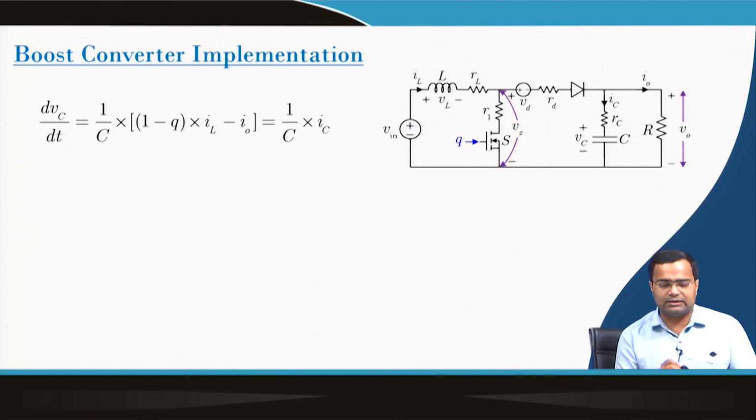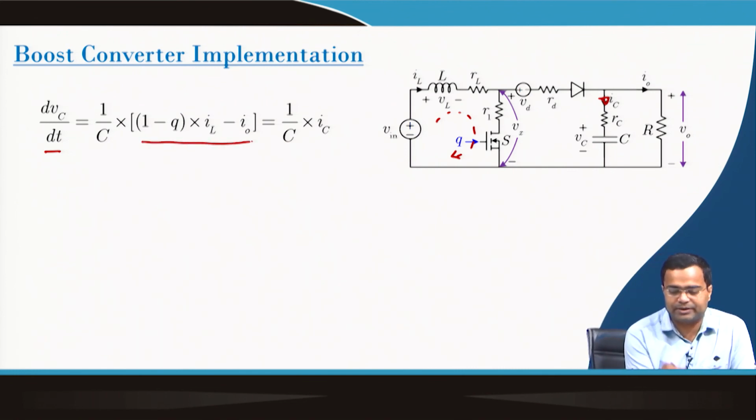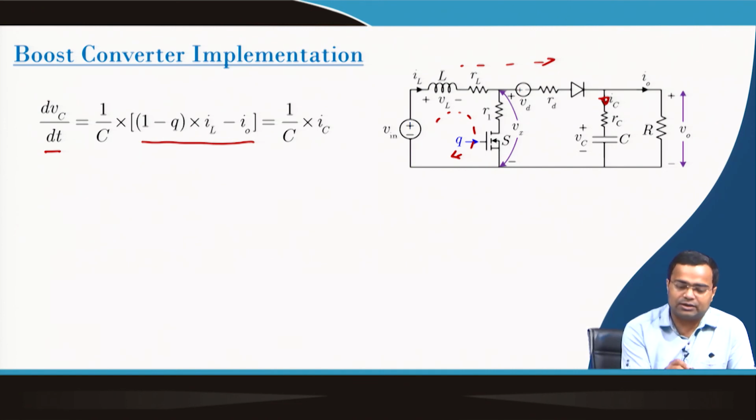Now, the boost converter dynamical equation, the output voltage, the capacitor voltage can be realized. You can see the capacitor current for the boost converter here. Whenever the switch S is on, that means Q is high, the inductor current flows through this path, and the capacitor current is nothing but minus the load current, and this can be shown from here. But when the switch is off, it goes through this path. In that case, the capacitor current is nothing but the inductor current minus the load current. So, you can write it in terms of a switching signal, 1 minus Q.